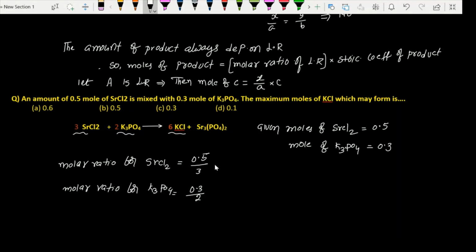If you observe clearly, among these, the smallest value will be the limiting reagent. So it's 0.5 by 3 and 0.3 by 2. Find which is the smallest value, and from that we can say which is the limiting reagent. So 0.3 by 2 is the smallest value. So this will be the limiting reagent.